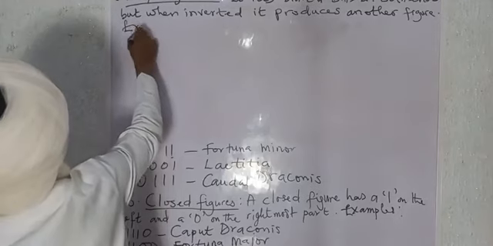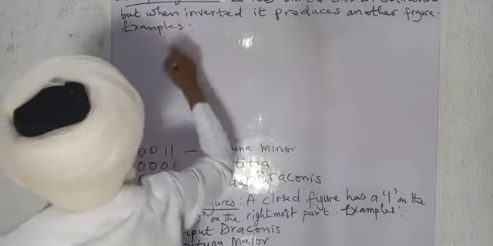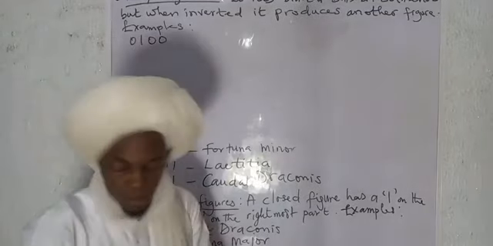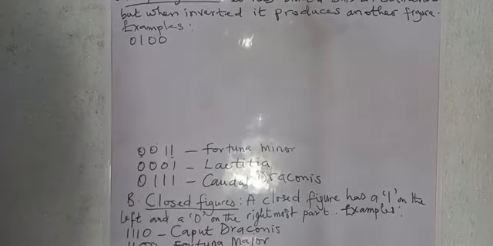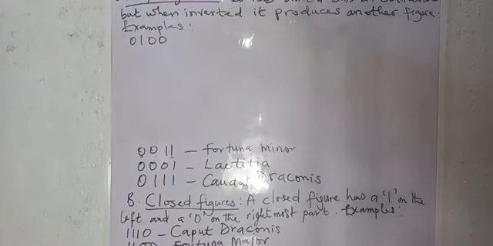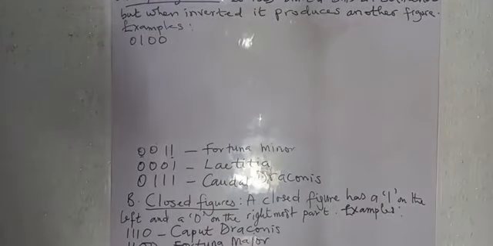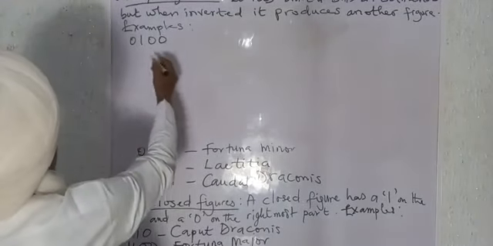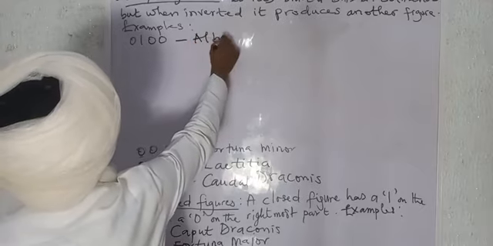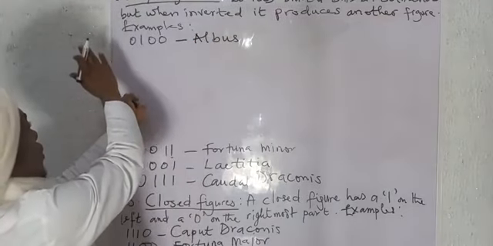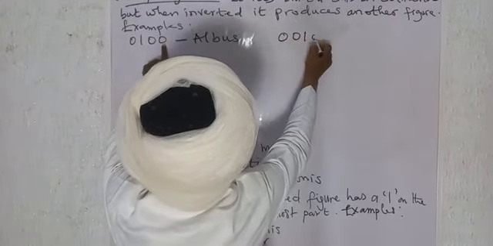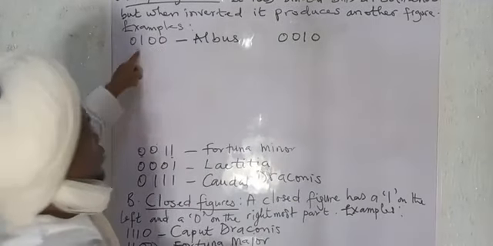Examples. Look at this. This is a Moncoli. It's a flip figure. You can see that both ends are the same bit: 0 on the right, 0 on the left. Similar. Now if you try to turn it upside down, this one is called Albus. Now let's invert it. We are going to have 0, 0, 1, 0. That is the inverse. So it produces another figure.